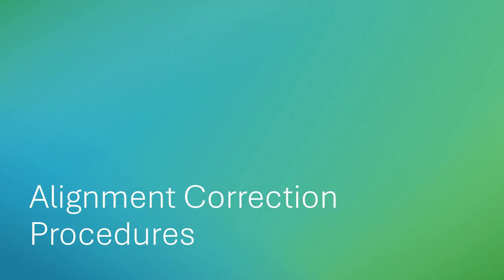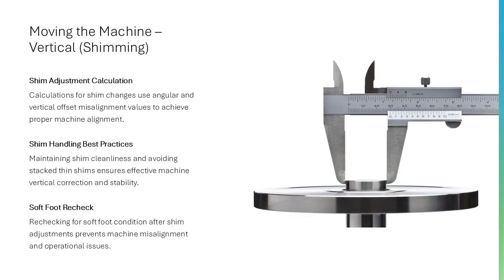Moving the machine, vertical, shimming, moving the machine, laterally. Vertical corrections involve adding or removing shims beneath machine feet. This slide explains calculation of shim changes based on angular and vertical offset misalignment values. It emphasizes maintaining shim cleanliness, avoiding stacked thin shims, and rechecking for soft foot after adjustments.